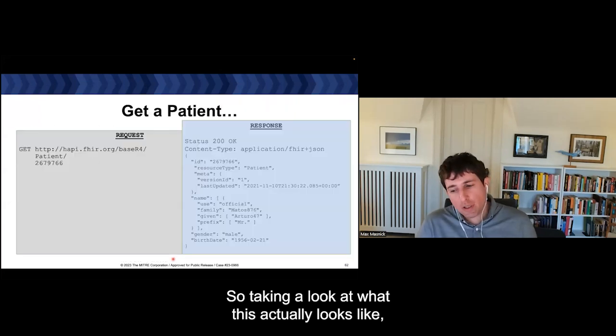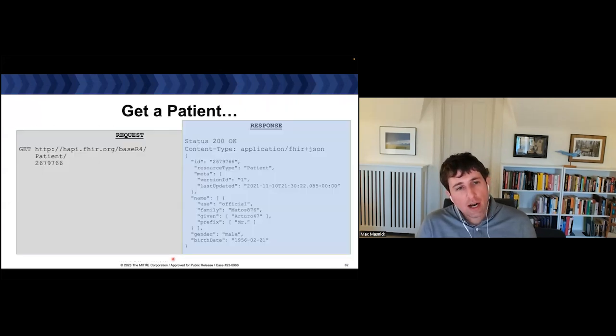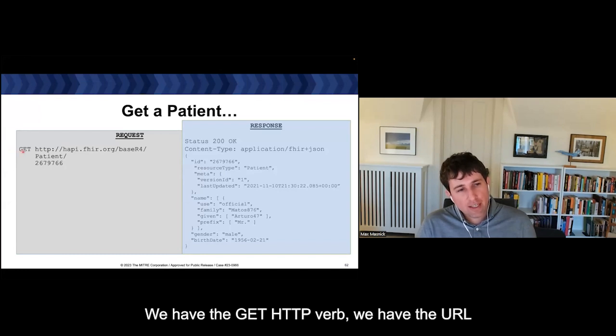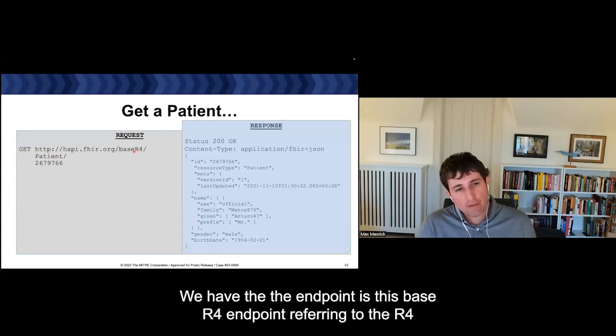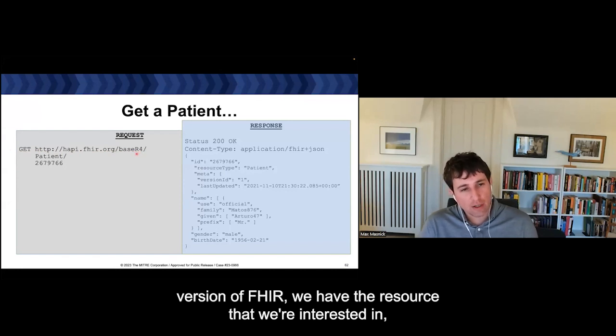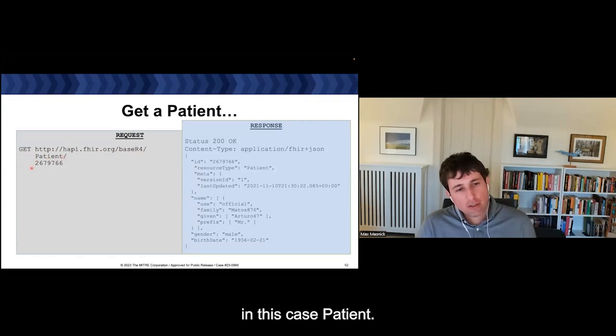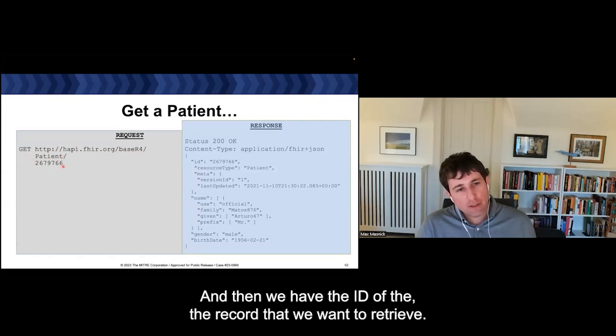So taking a look at what this actually looks like. Here's a request. We have the GET HTTP verb. We have the URL for a server. In this case, it's this Open Happy testing server. The endpoint is this base R4 endpoint, referring to the R4 version of FHIR. We have the resource that we're interested in, in this case, Patient, and then we have the ID of the record that we want to retrieve.